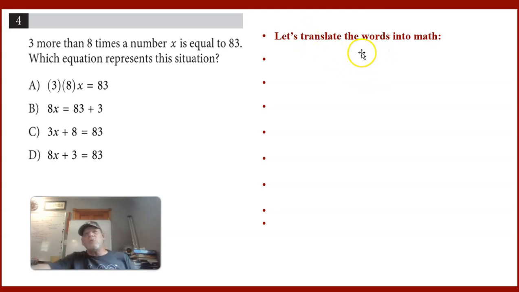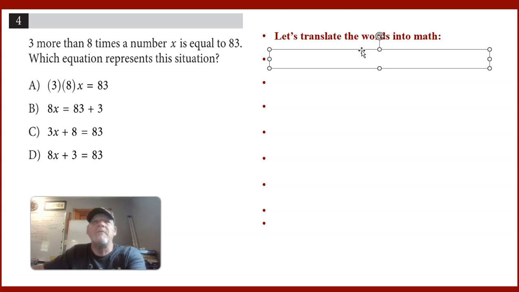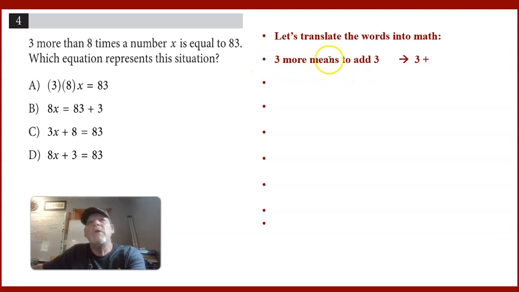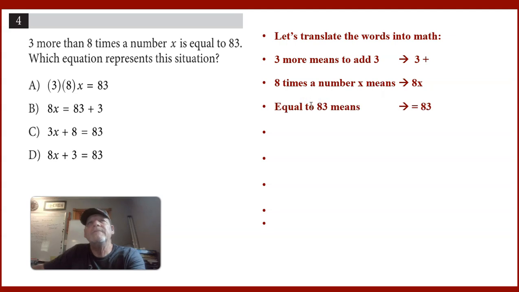So let's translate the words into math. That's an important skill. 3 more means add 3. So I can write that as 3 plus. 8 times the number x means 8x, or 8 times x. Equal to 83 just means you put an equal sign, 83. Now let's put them all together and write an equation. So 3 plus, we're adding 3 more than 8 times x, 8x equals 83.